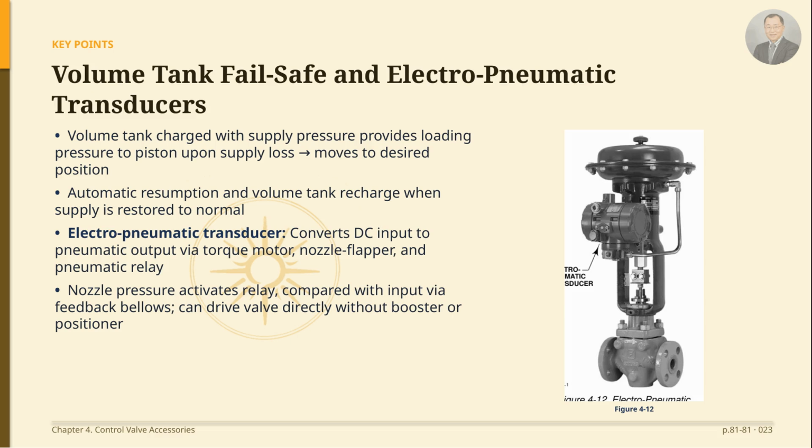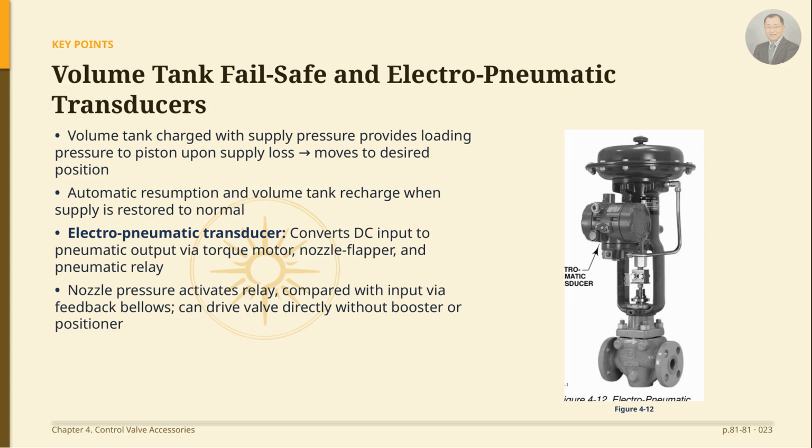A volume tank, charged with supply pressure, provides loading pressure to the actuator piston when supply fails, moving the piston to the desired position. When supply pressure returns to normal, operation resumes automatically and the volume tank is recharged. An electropneumatic transducer receives a DC input signal and uses a torque motor, nozzle-flapper, and pneumatic relay to convert the electrical signal into a proportional pneumatic output signal.